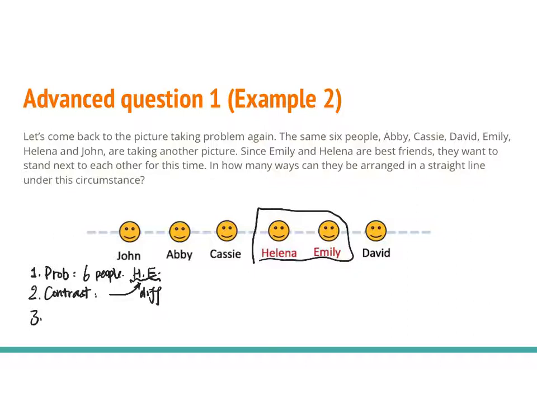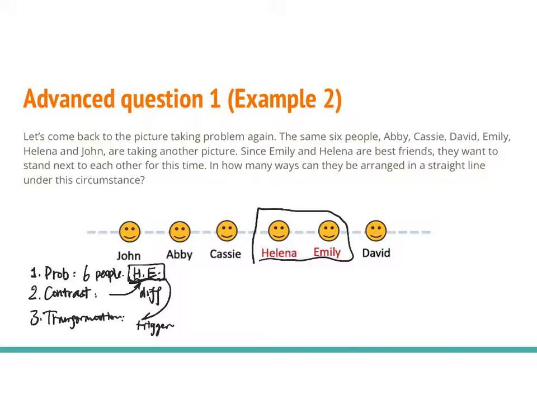So now we have to do some transformation to solve this problem. How can we transform this new problem into the problem we solved before? We see there is a special case in this problem. We can use this as a trigger of transformation.